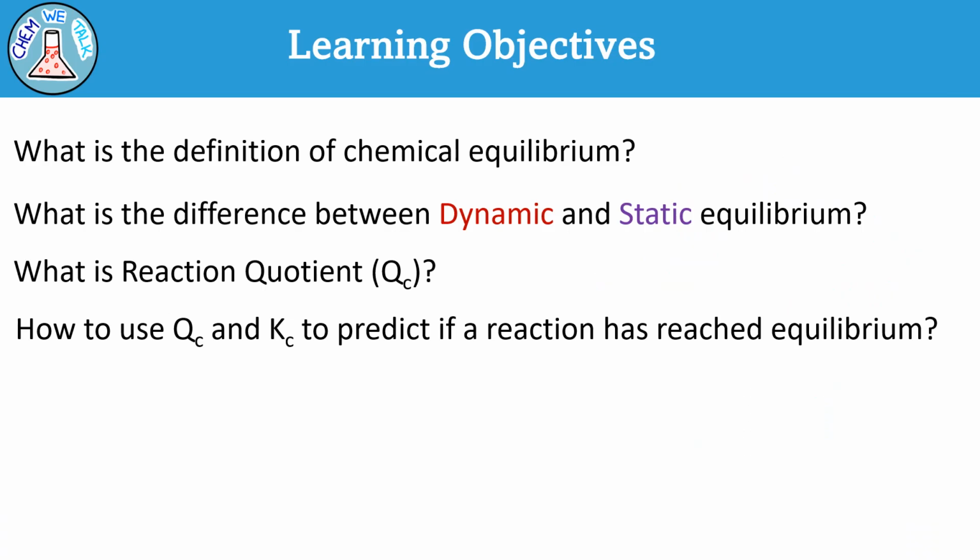Okay, just a quick overview of how we're going to break down our video. We're going to start by reviewing the definition of chemical equilibrium, but if you haven't, please check our previous videos on rate laws and also on chemical equilibrium. Then we're going to go over the difference between dynamic and static equilibrium. After that, we're going to define what the reaction quotient, Qc, is, and then eventually we're going to go over how to use Qc and Kc to predict if a reaction has reached equilibrium or not.